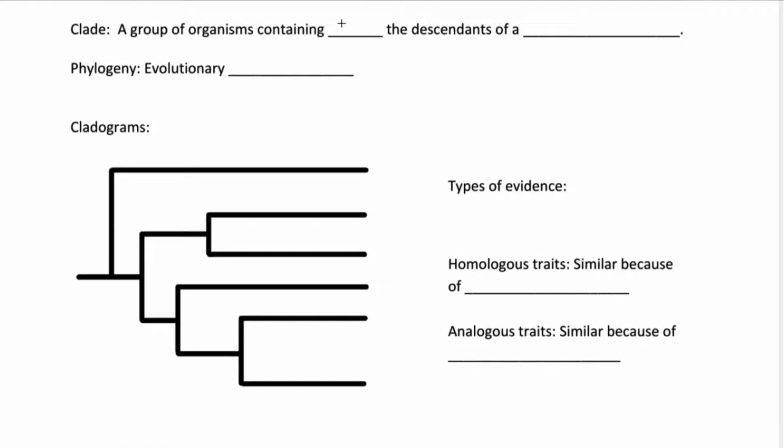A clade is a group of organisms containing all of the descendants of a common ancestor. And it includes the common ancestor itself, as well as any descendants that are extinct. So a common ancestor and all of its descendants, existing and extinct, comprises a clade.